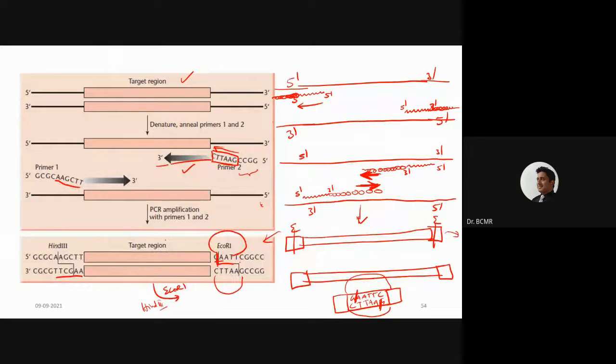So primer, if you look into it, you have 3 different parts. First one is the region of homology. This is only for cloning primers.